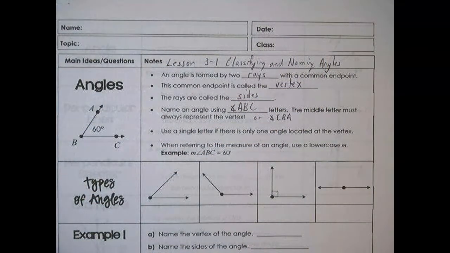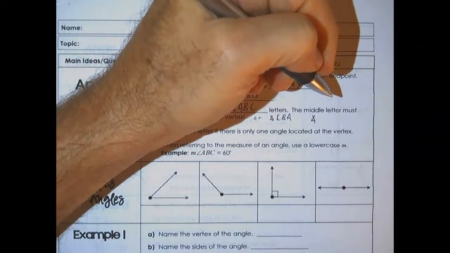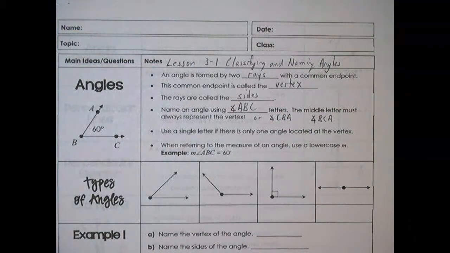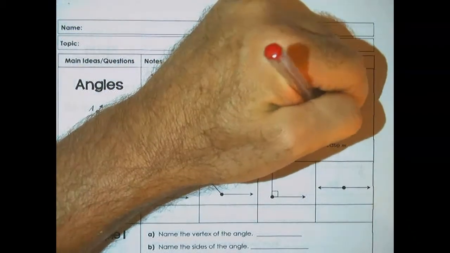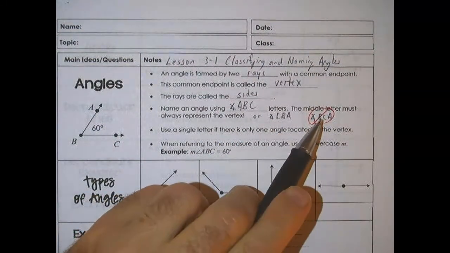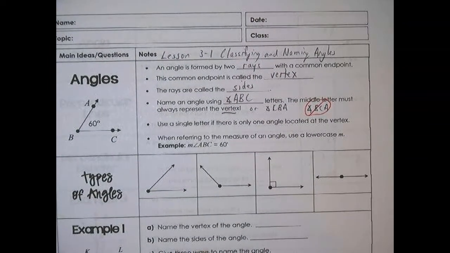It could not be angle, let's say, BCA. So let me just put a little alert warning over that. Can't do that because, as I said here, the middle letter must always be the vertex. Middle letter has to be the vertex.